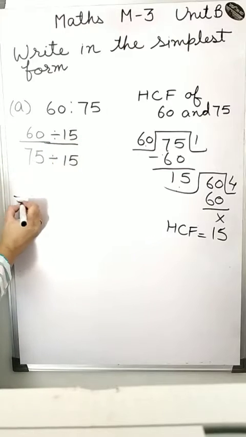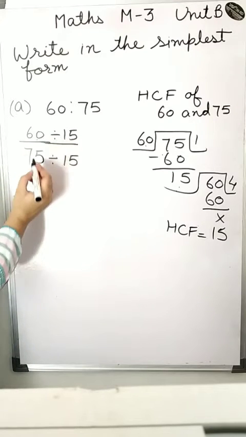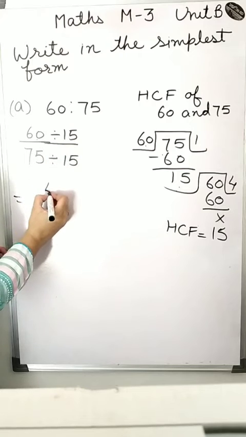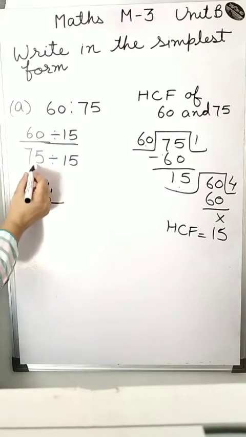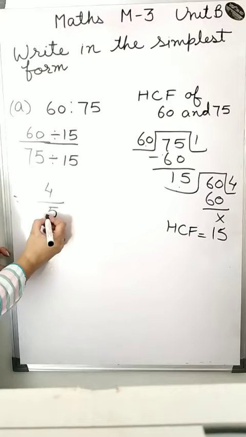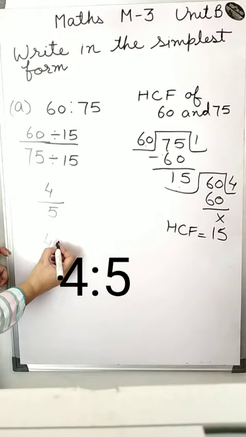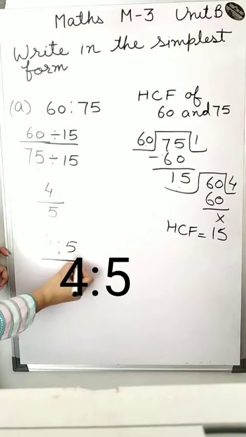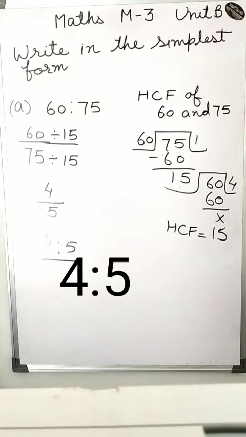So what do we get? When we divide 60 by 15 we get 4, and when we divide 75 by 15 we get 5. So this is the simplest form of the ratio. We can say this is the answer. Okay everyone?